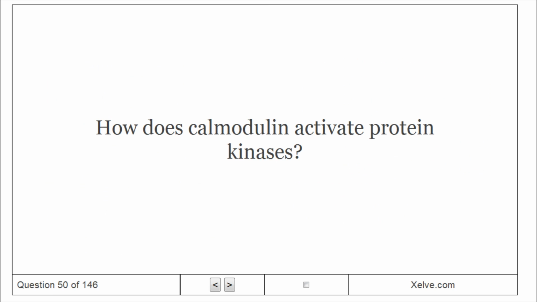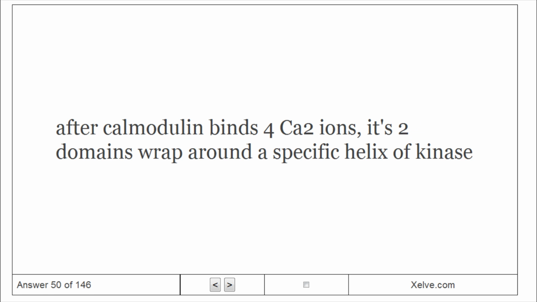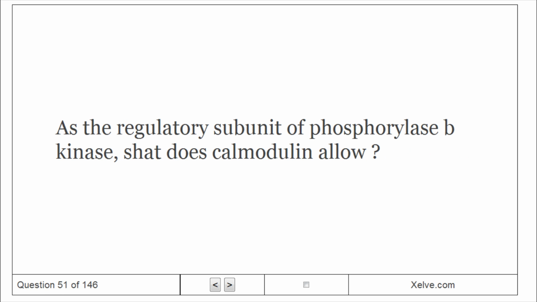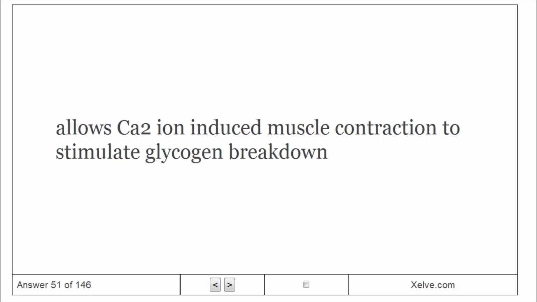How does calmodulin activate protein kinases? After calmodulin binds 4 Ca2+ ions, its 2 domains wrap around a specific helix of the kinase. As the regulatory subunit of phosphorylase B kinase, calmodulin allows Ca2+ ion-induced muscle contraction to stimulate glycogen breakdown.